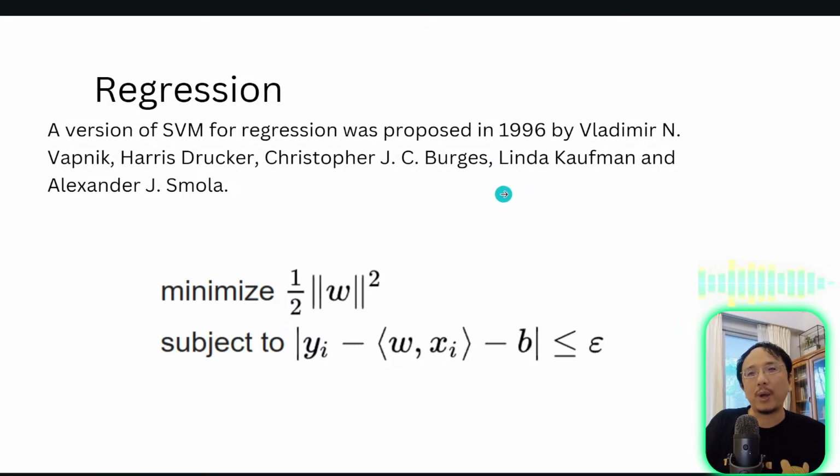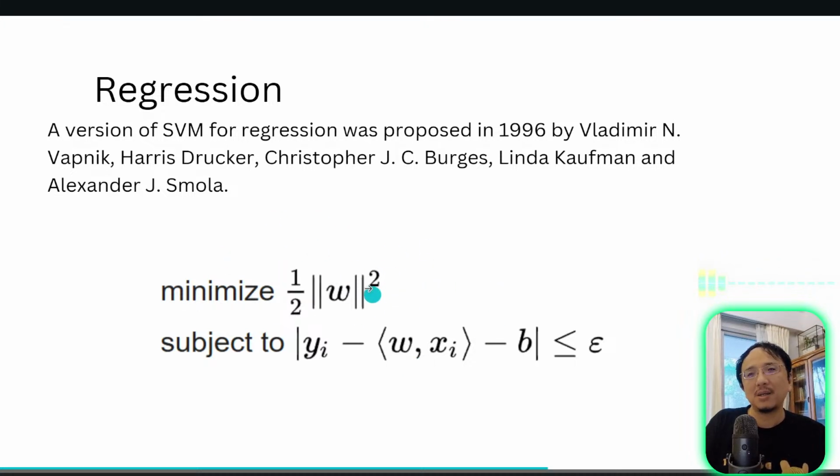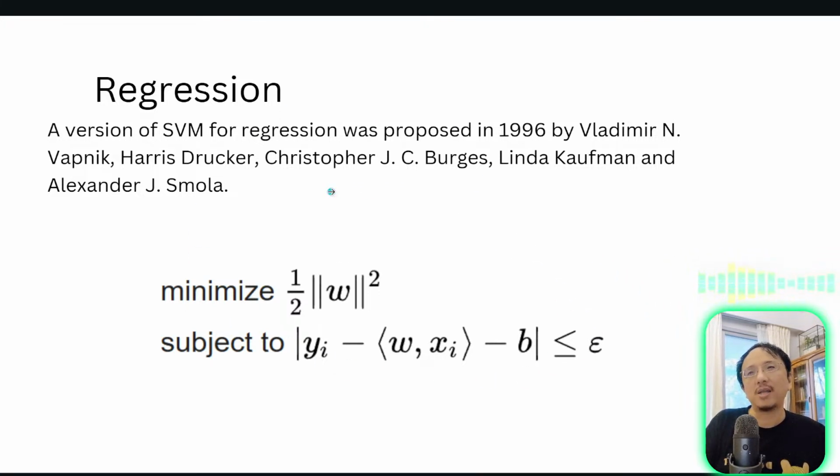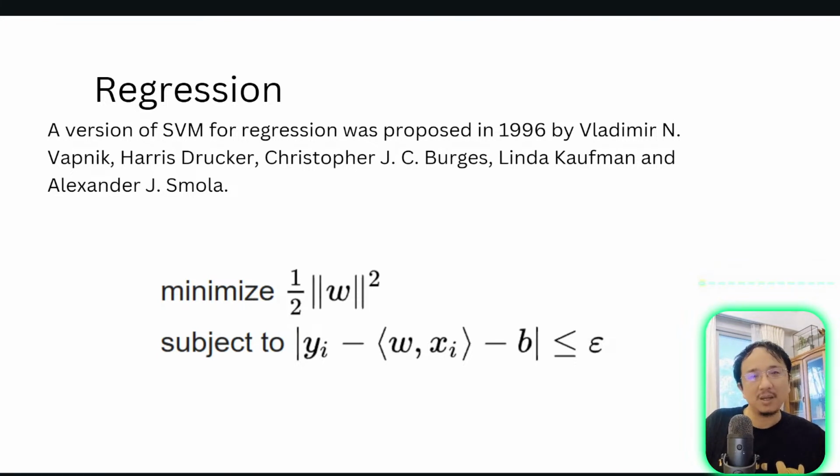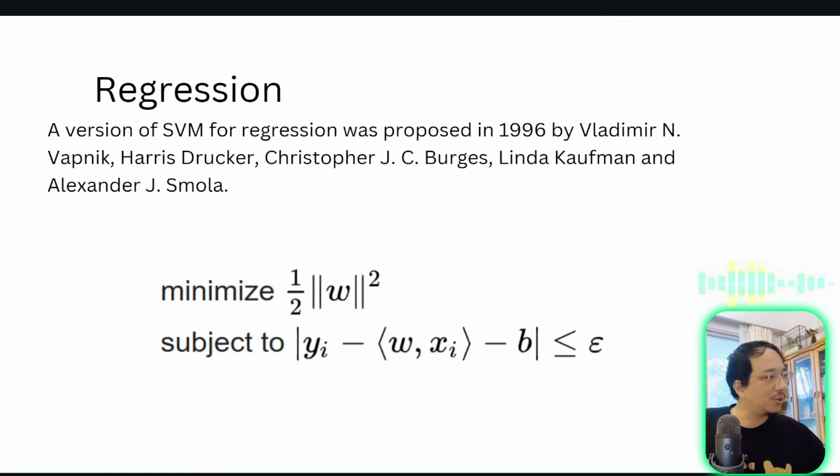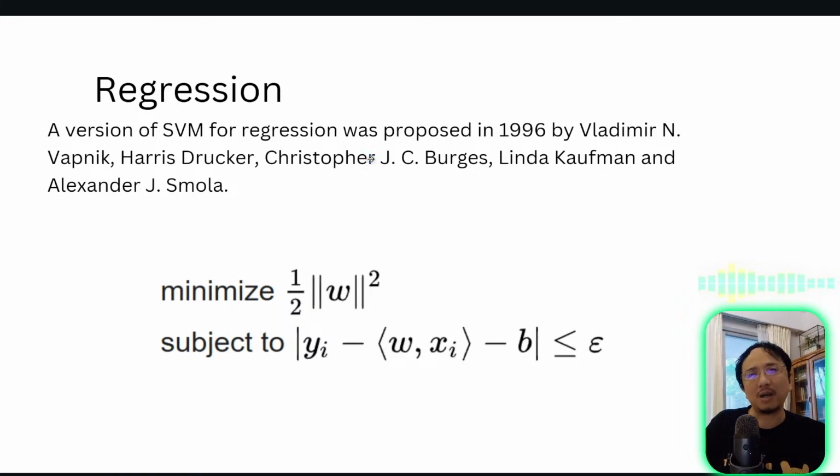SVM can also do regression. There are different ways to do so. A typical way to do that is this one. We still minimize the norm of W, subject to this: yi minus Wxi minus b less or equal to epsilon. This is one version of SVM regression. So although we use SVC, the SVM classifier, most of the time, it can still do regression as well.